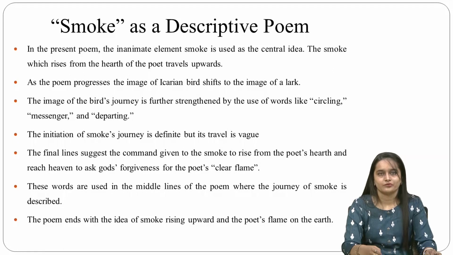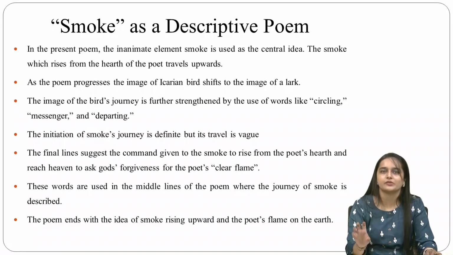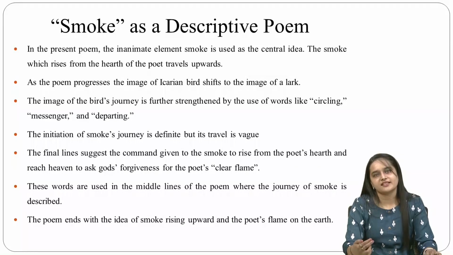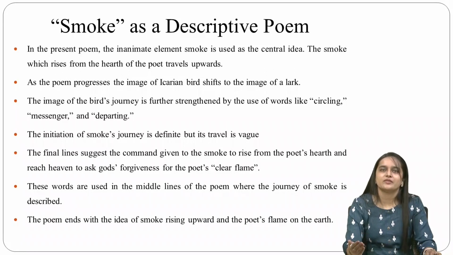Here Thoreau, who was well versed with classical literature, uses the image of Icarus not only to show the melting quality of smoke when it goes up, but also to suggest the defiance of smoke that rises up in any condition. As the poem progresses, the image of the Icarian bird shifts to the image of a lark.